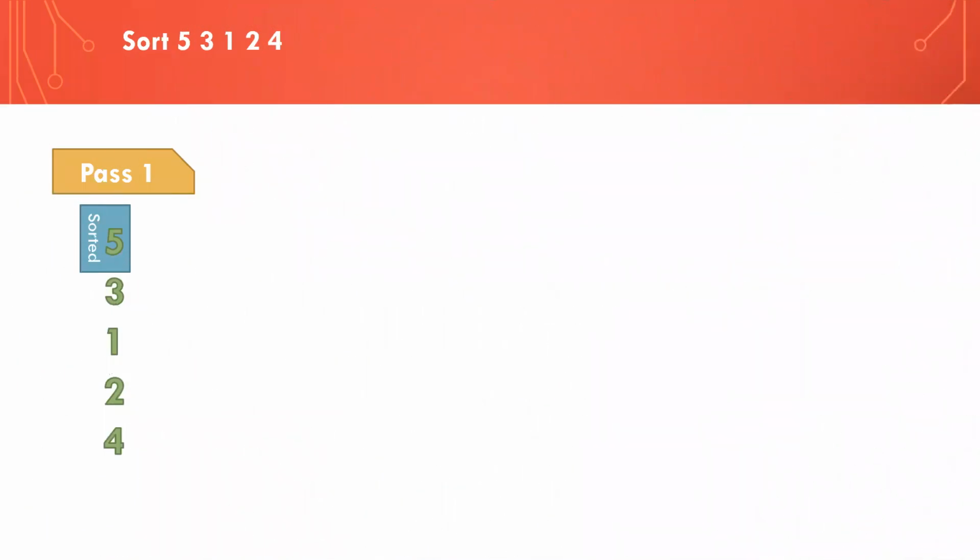So let's see this one in action. How are we going to trace this? Say I'm trying to sort that same list, 5, 3, 1, 2, 4. At the first pass, I assume that the first element is sorted.